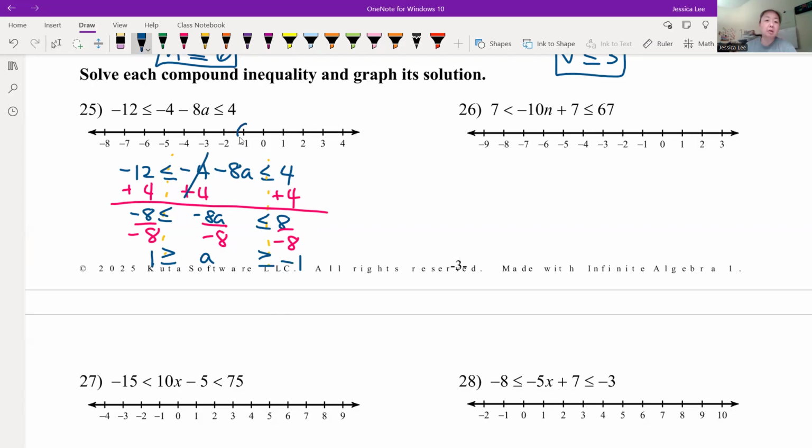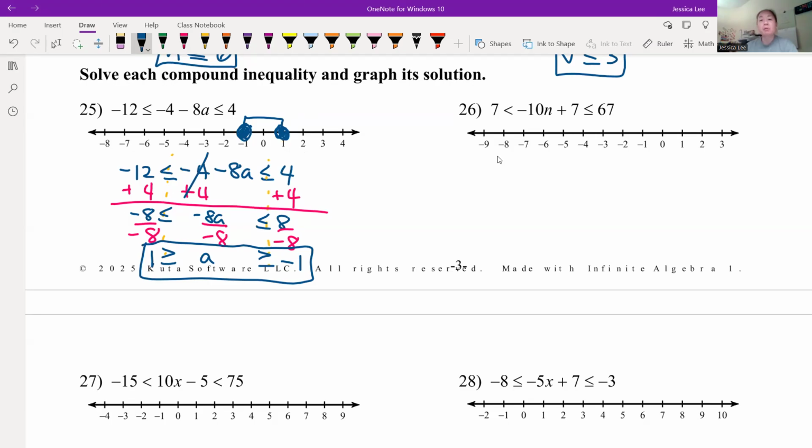So we're going to go to -1 and 1. And we know that it's going to be a closed circle for both of them because we have a line under both of them, is equal to. And a is going to be in between, so we're going to go, boop. It's like that. Kind of looks like a musical note. Oh, here we go. That's our answer right here. And the graph is our answer. We have 2 answers. Okay. One is the algebraic version, one is the visual.